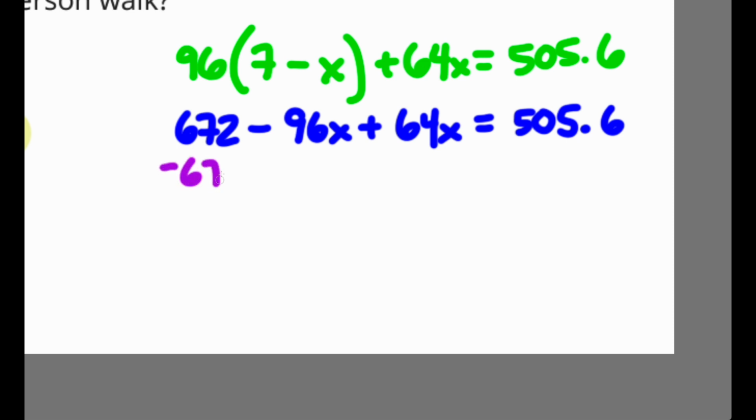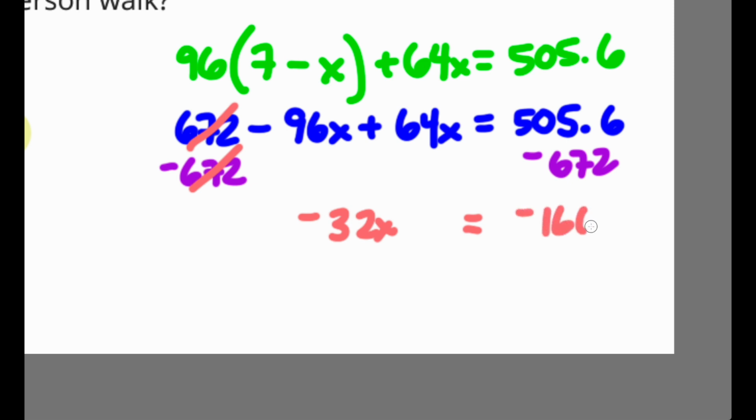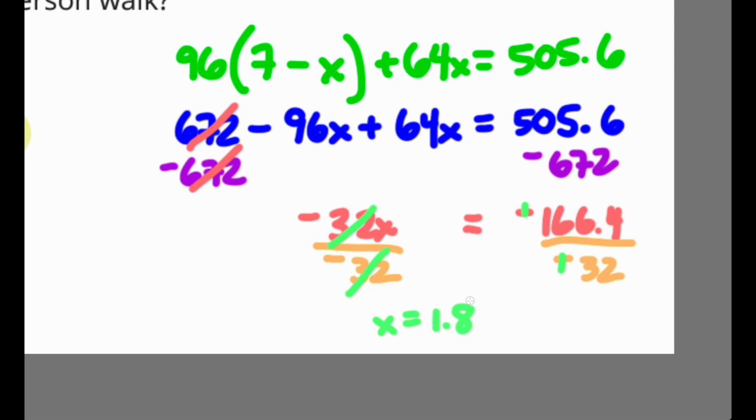First thing is I'm going to subtract off the 672 because the x's are on the left side. I'm just going to keep them on the left side and move everything over to the other side. So this is going to cancel here, and you're going to be left with negative 32x is equal to negative 166.4. Okay, from here, we're going to divide both sides by negative 32. Cancel, cancel. X is going to be equal to, negative divided by a negative is a positive, and you end up with 1.8. So this means that Sarah walked 1.8 miles.